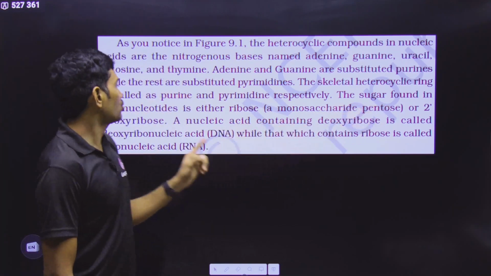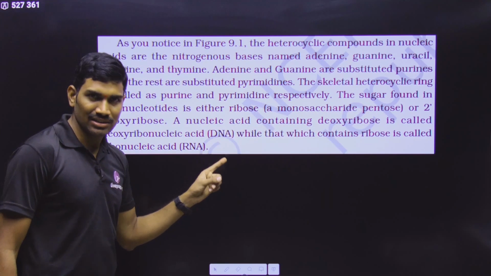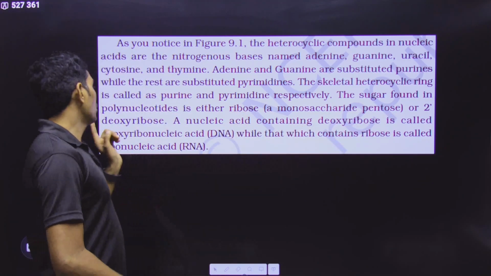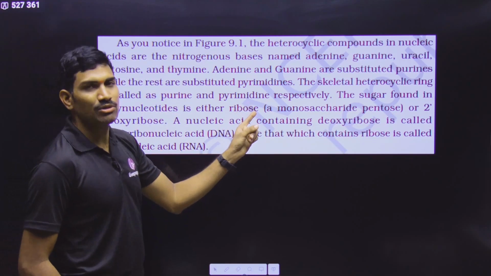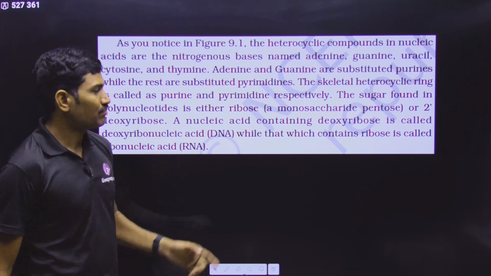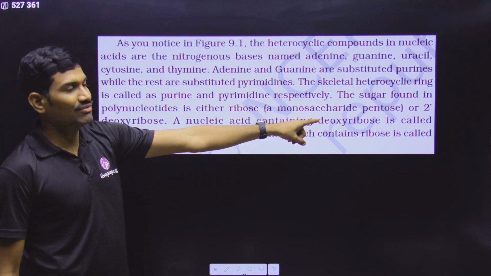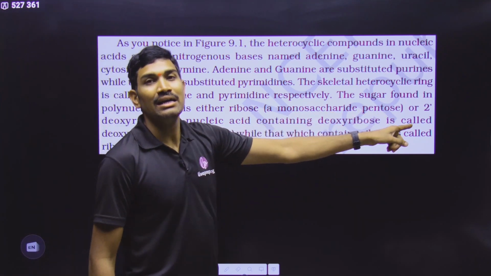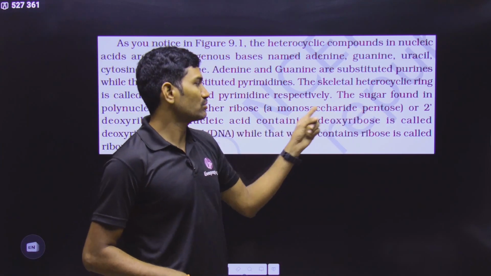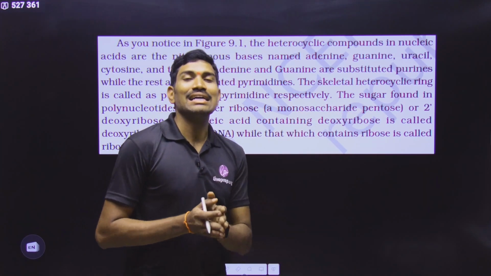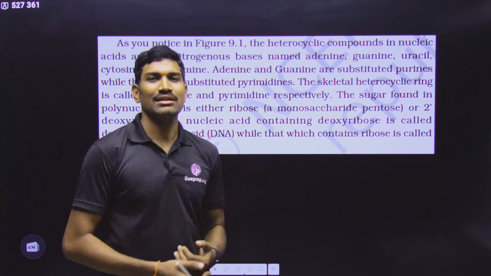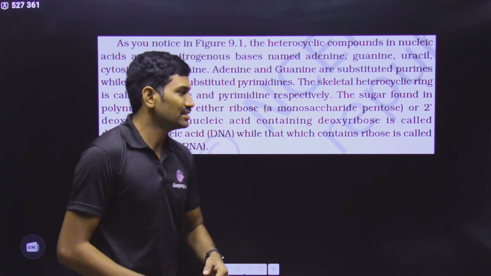Next one. The sugar found in the polynucleotides, what type of sugar is present? It may be either ribose or 2' deoxyribose. Where is this ribose present? In the RNA. Where is this 2' deoxyribose present? In the DNA. For the ribose they are saying within brackets it is a monosaccharide and pentose. Why pentose? It is a 5 carbon containing sugar. That's why it is pentose. Why is it monosaccharide? It cannot be further hydrolyzed. That's why it is monosaccharide. Anyhow, regarding the monosaccharides, in the coming lectures we will study slowly.